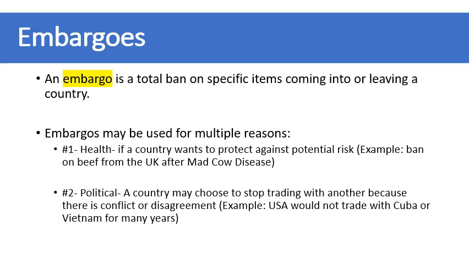So now our third trade barrier is an embargo. An embargo is a total ban on a specific item coming into or leaving a country. So it's a complete shutdown of a particular item that is either being imported or exported. Now an embargo is the most restrictive, or the most severe type of trade barrier. And they can be used for pretty much one of two ways.